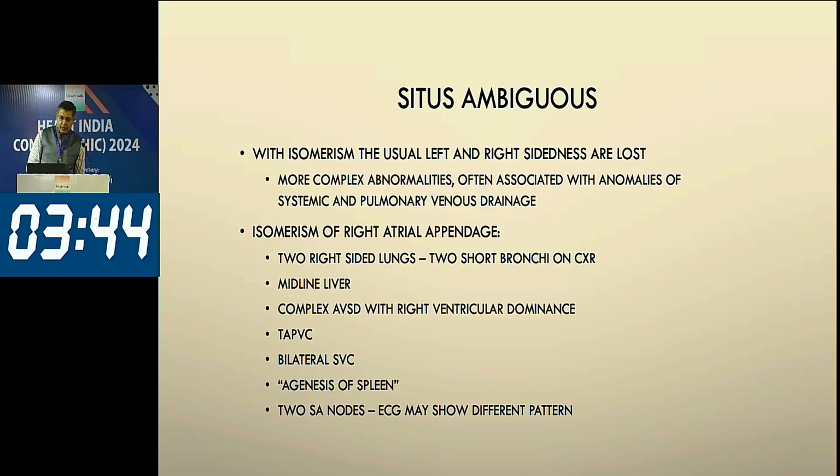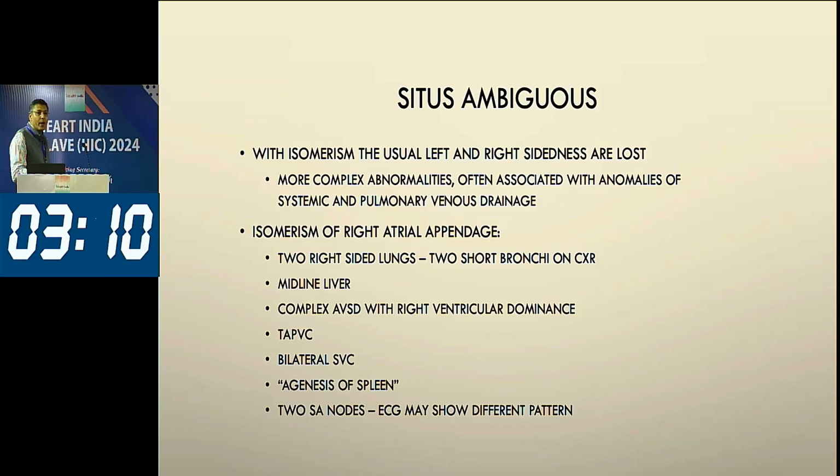So when we have situs ambiguous, as I said, two right-sided lungs or two left-sided lungs, either way. If we have isomerism of the right atrial appendage, what we are going to see is two right-sided lungs, a midline liver, and a complex form of AVSD with a right ventricular dominance. Since both the atria are going to be similar to right-sided, these patients will often have a TAPVC. There will be a bilateral superior vena cava and agenesis of the spleen.